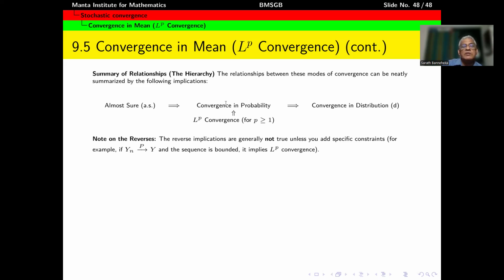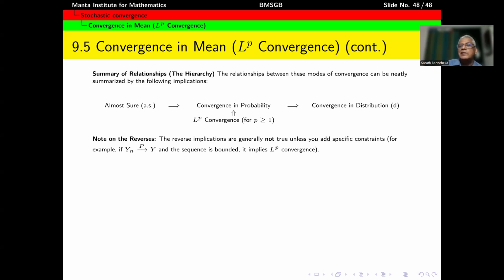And then LP converges if P is greater than or equal to 1, of course. We don't usually consider negative P's here or 0. So convergence in LP implies convergence in probability. But not the other way around; actually the implication goes the other way also, but with some additional requirements. So I have just mentioned the requirement here for you to read. So remember this. That's the end of this session.